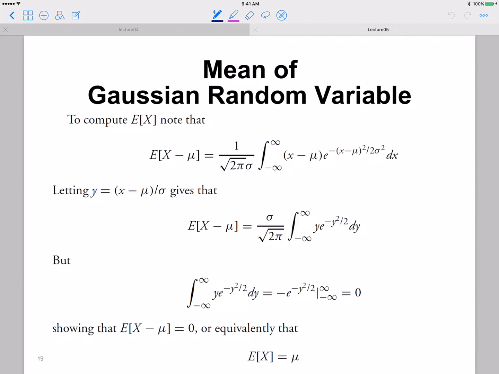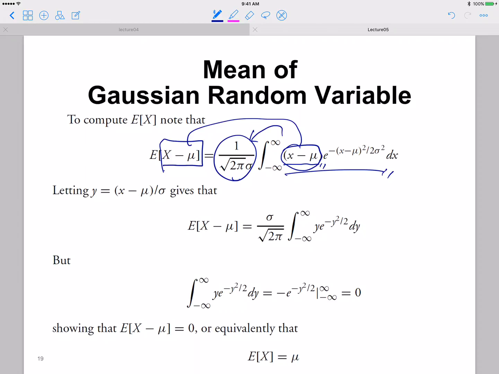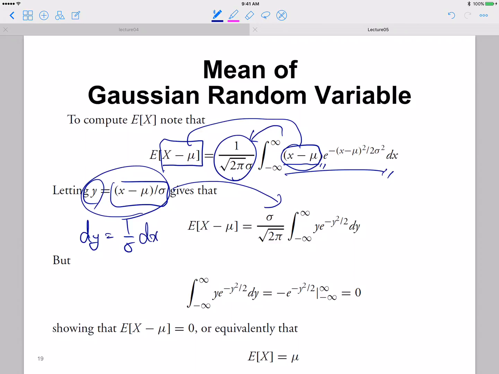But overall, the idea is we compute the expectation of x minus mu. In this case, we plug this into here, and then we put this constant out of the integral, and then we obtain this. Then we do some transformation of this with this y, and you can use this kind of transformation in this integral. So we obtain this dy, and 1 over sigma and dx, right?